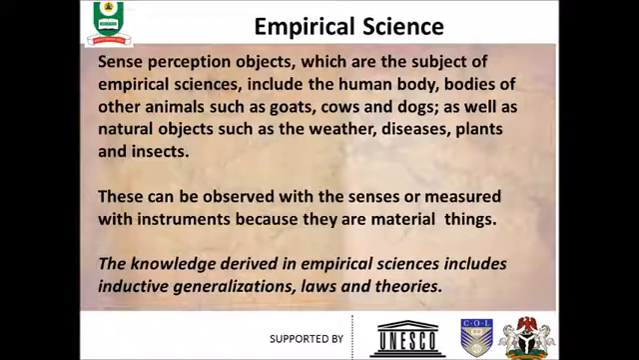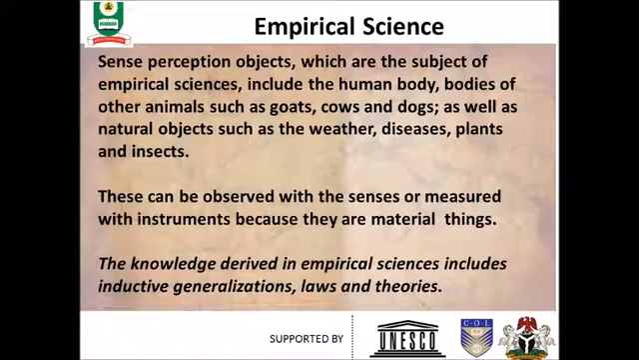Sense perception objects, which are the object of empirical science, include the human body, bodies of other animals such as dog, cow, goat, chicken, as well as natural objects such as the weather, disease, plant, or insects. These can be observed with the senses or measured with instruments because they are material things.